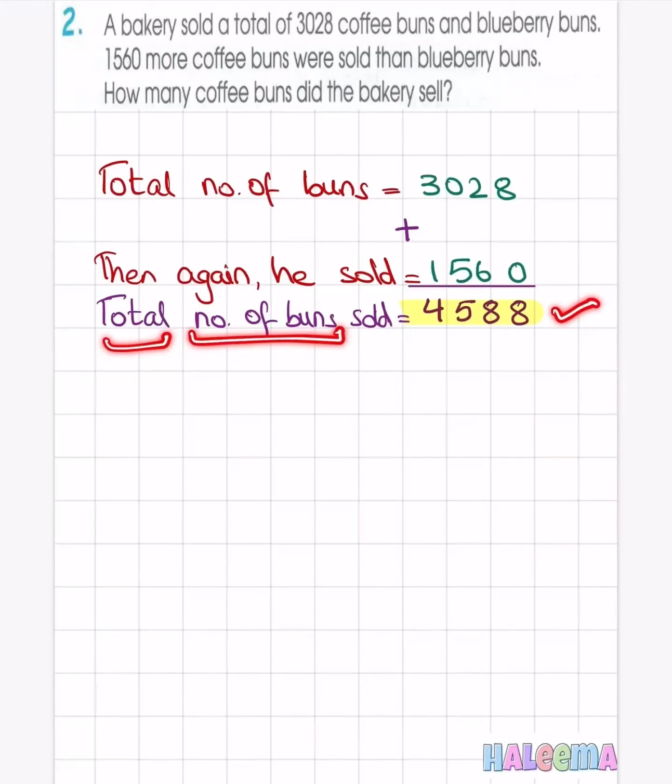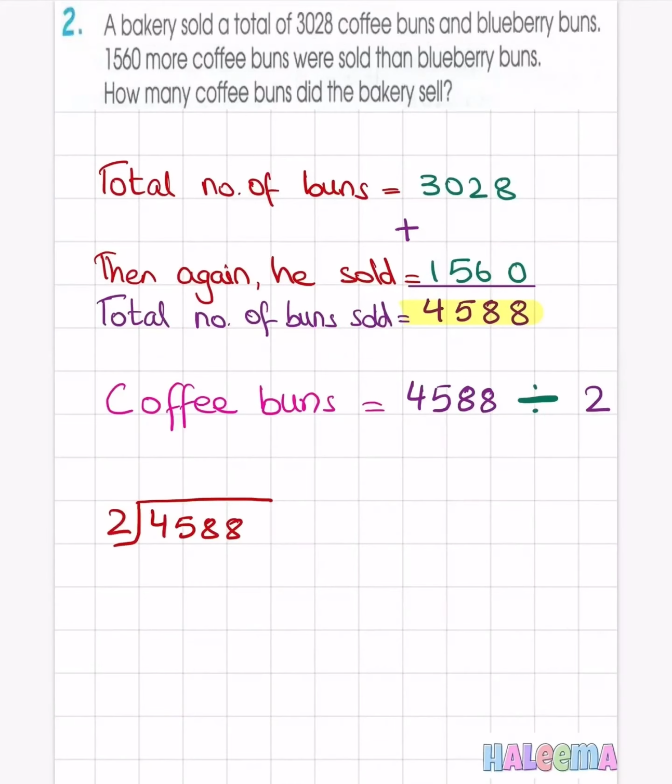If we divide it by 2, we'll get the number of coffee buns. Let's start solving. Okay, let's divide it together. 2 times 2 is 4. Subtract it. 4 minus 4 is 0. Bring down 5. 2 times 2 is 4 again. Subtract again. 5 minus 4 is 1.